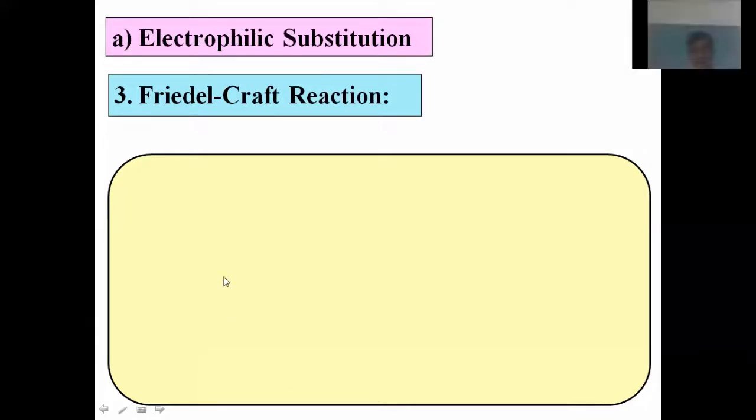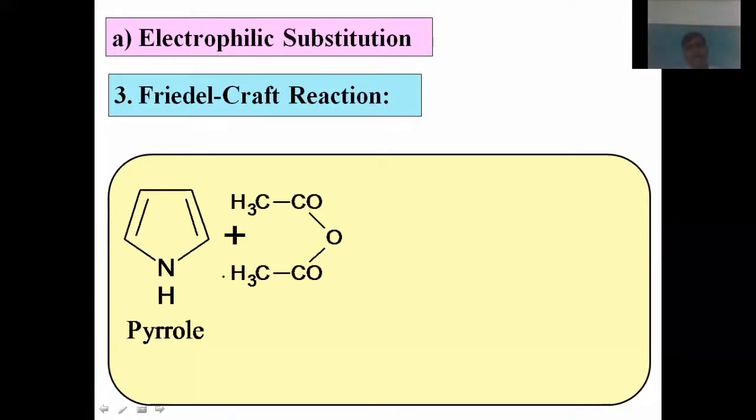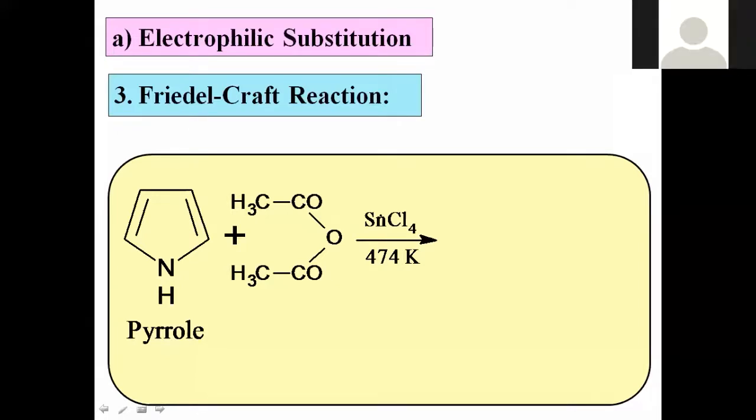Consider an example, yes, the same compound pyrrole when treated with acetic anhydride, CH3CO, O, again CO CH3. This is acetic anhydride. Always that reaction is carried out in the presence of a Lewis acid catalyst. We can use ZnCl2, FeCl3, SnCl4, etc. SnCl4 is an example of a Lewis acid catalyst. Lewis acid means a compound which has the tendency to accept an electron pair. And it acts as a catalyst for the same reaction. That reaction is carried out at high temperature, near about 474 Kelvin.